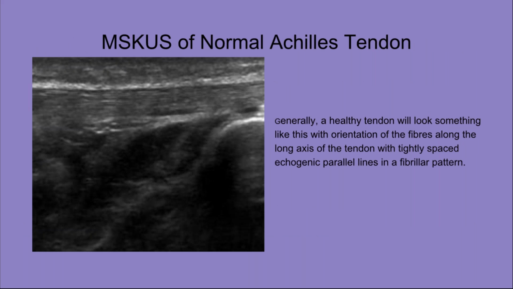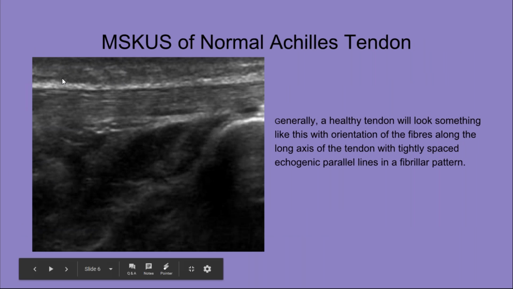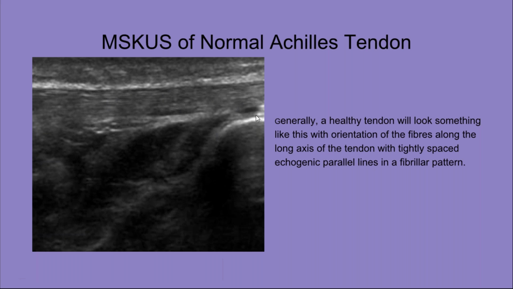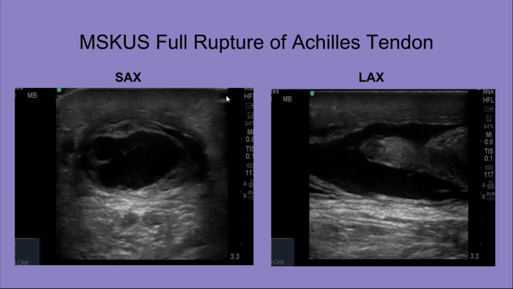Basically, if you're doing an MSKUS of a normal Achilles tendon, this is what you're going to see. You're going to see good orientation of the fibers along the long axis of the tendon with tightly spaced echogenic parallel lines and a fibrillar pattern. Here would be your calcaneus. This would be the area where, if you had a retrocalcaneal bursitis, you'd see fluid accumulation if there was a tear. And this is a nice, healthy tendon.